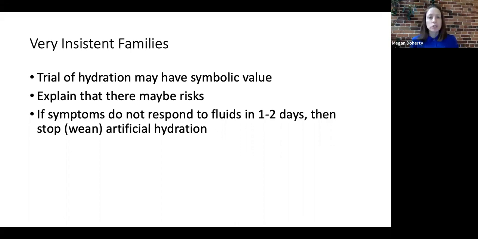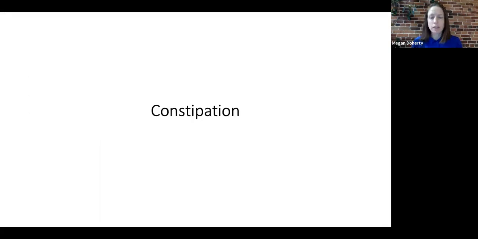And if we do start IV or NG feeds or fluids, we should explain that if the child's symptoms don't respond to the fluids, then we should stop or wean the artificial hydration or nutrition. So it's key to identify the symptoms which you are actually treating with the hydration before you start it, and then to measure the success of your treatment against those. And if you don't see success, that's a reason to reduce or discontinue the fluids.